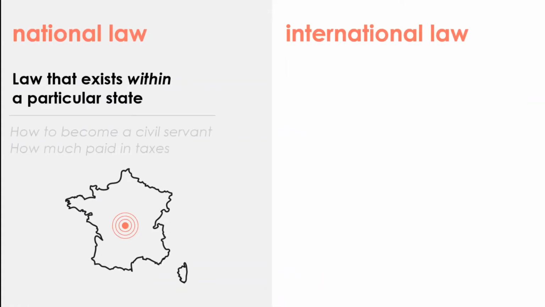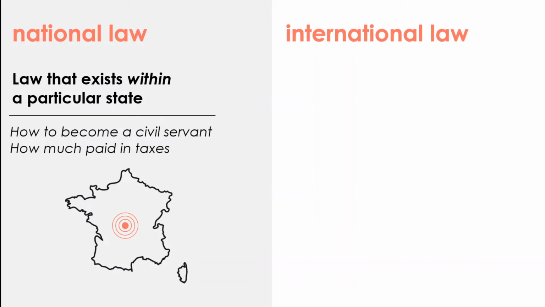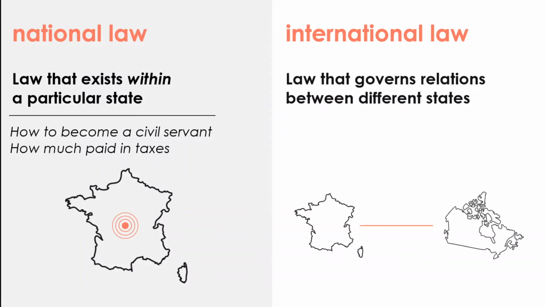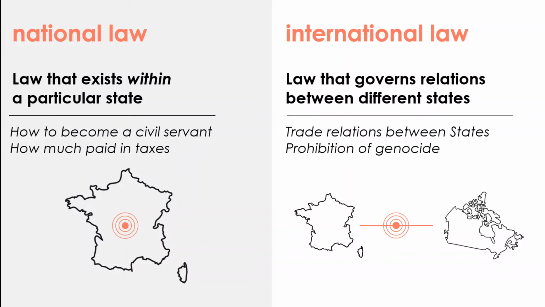Another distinction is national law versus international law. National law exists within a particular state. Rules on how to become a civil servant or how much is paid in taxes, these are matters of national law. International law governs relations between different states. Think of trade relations between states or the prohibition of genocide. And LexIcon concentrates on public international law.